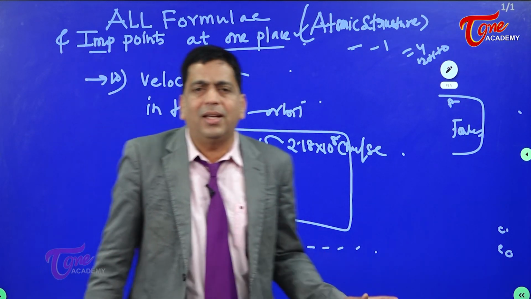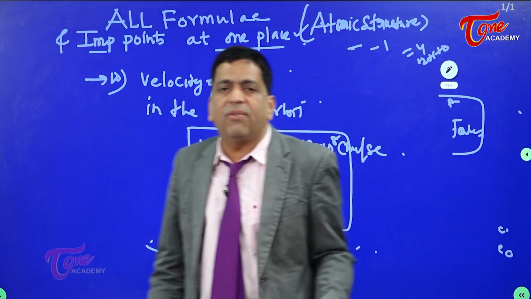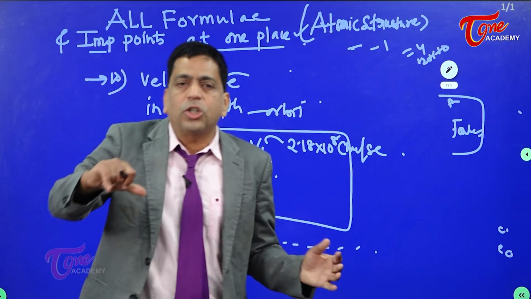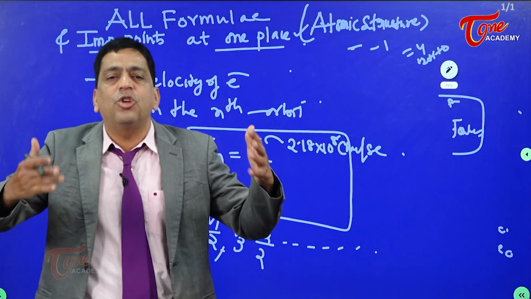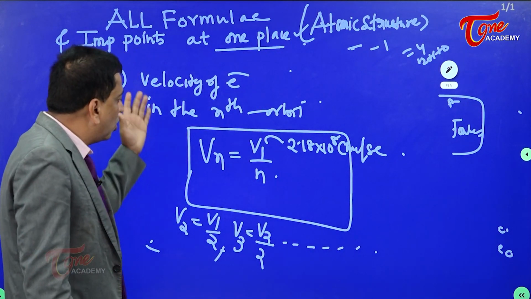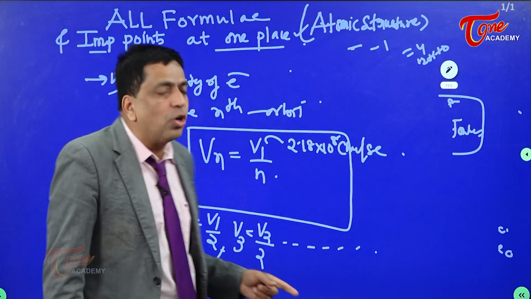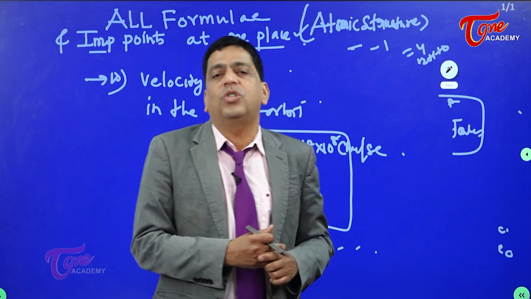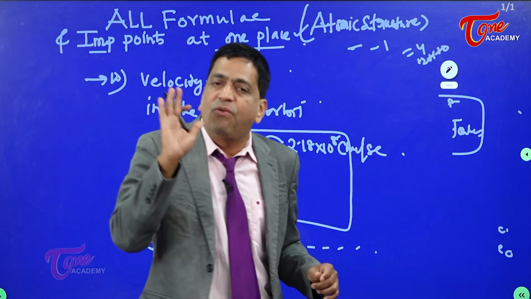So what is the inference from this? As you move away from the nucleus, the velocity is actually falling, the kinetic energy decreases, and the potential energy would be what? Increasing. That's what the expression is showing you, and the velocity of the electron is 2.18 into 10 power 8 centimeters per second. That is the velocity of the electron in the first orbit.